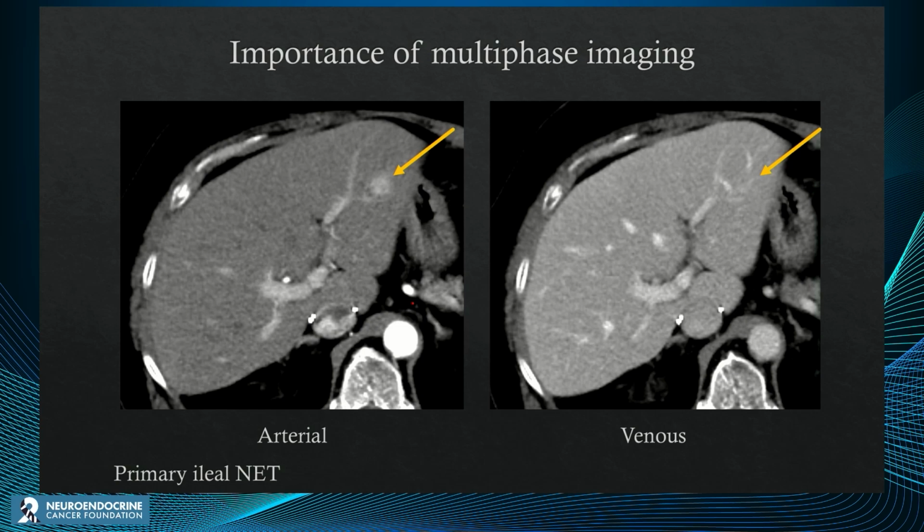As you can see in this example of primary ileal neuroendocrine tumor that's metastatic to the liver, we clearly see the metastasis on the arterial phase to the left of the screen, but it's occult on the venous phase. Some other metastases are, however, the other way around. We see them better on the venous phase and not so much on the arterial phase. So if we know we're looking for a neuroendocrine tumor in the liver or in the pancreas, which means in the upper abdomen, we need to get multi-phase CTs.